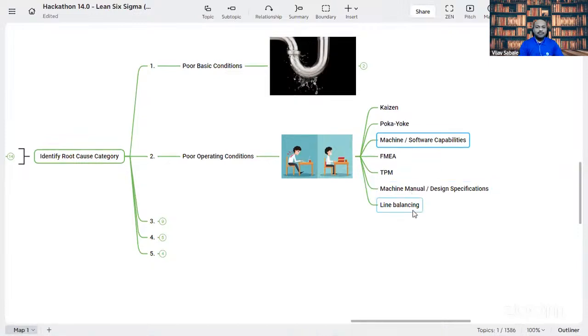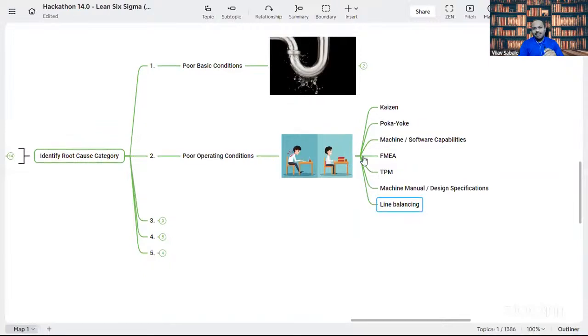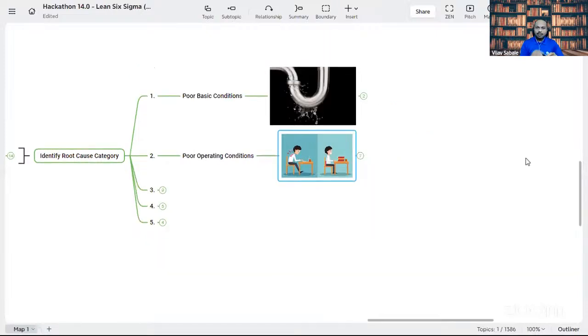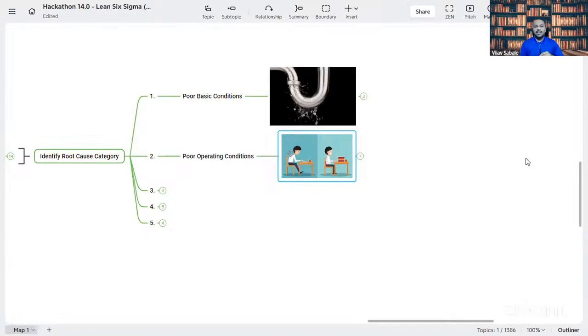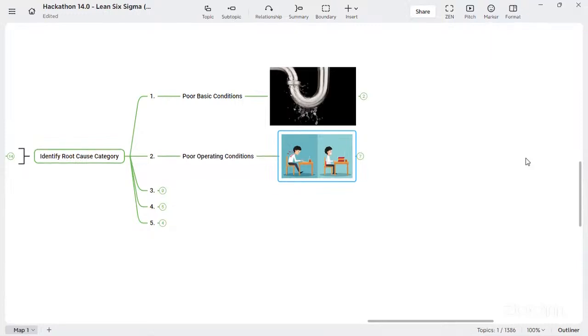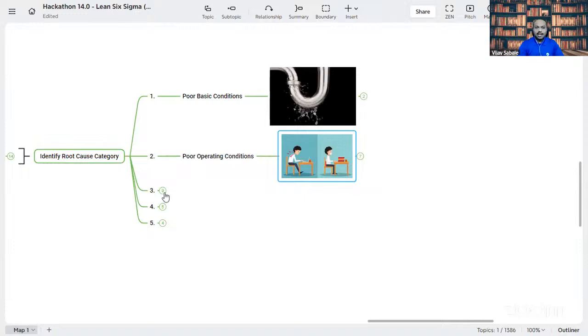And we can also look for line balancing and other techniques, right? So in short, we need to identify the best way in which we should operate, whether it's a machine, a software, or anything. If you consider these points, we are going to eliminate all the possibilities arising because of poor operating conditions. Is it clear on these two root cause categories? Yes, sir. Great.